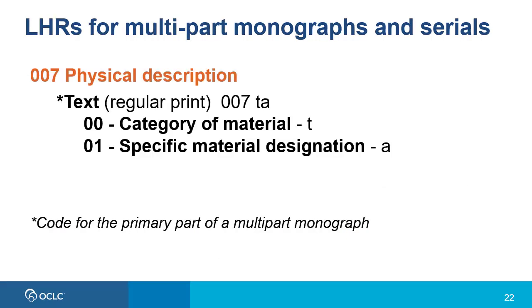For the 007 physical description, keep in mind that you would code for the primary part if you are recording holdings for a multi-part monograph. For example, if you have a multi-part monograph for a book with a supplementary disc, you would record 007 for the primary part of the book.